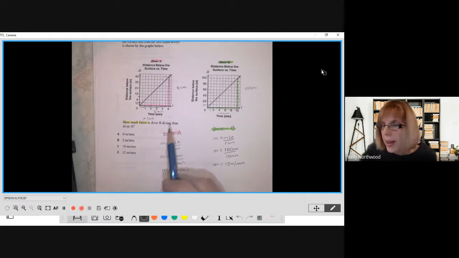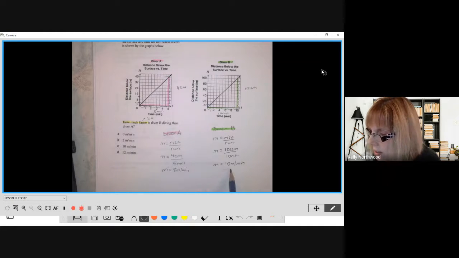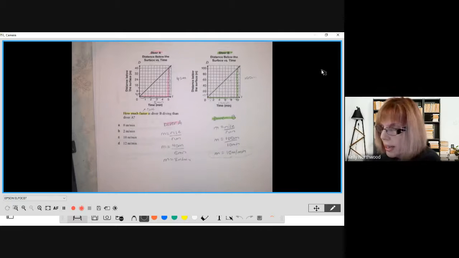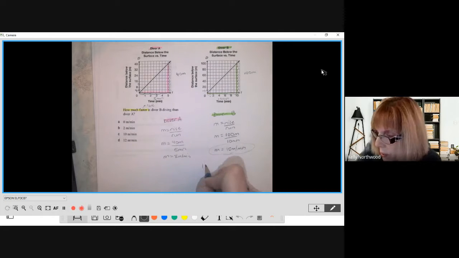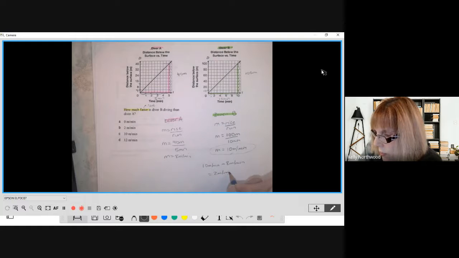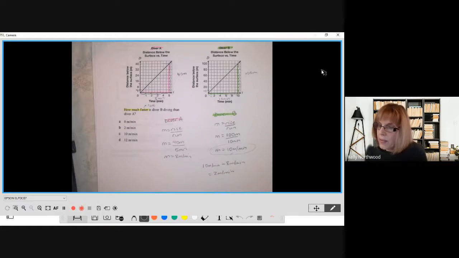And they want to know how much faster diver B is diving than diver A. So to figure out how much faster, a lot of you could just do it in your head. It's 2 meters faster, but if they were harder numbers, you would subtract to find the difference. So diver B is diving faster by 2 meters per minute. So it would be B.